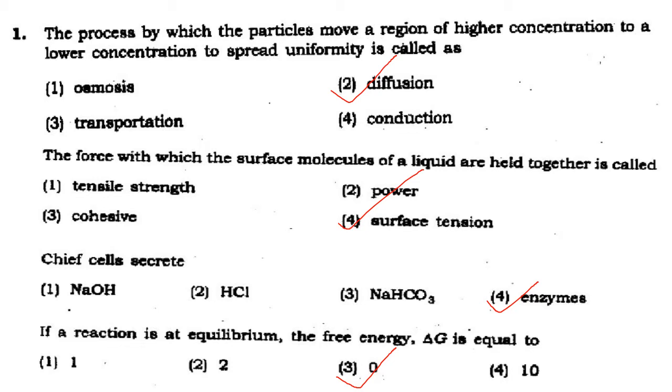Next, if a reaction is at equilibrium, the free energy delta G is equal to option 1 1, 2 0, 10. Answer is option 3 0.